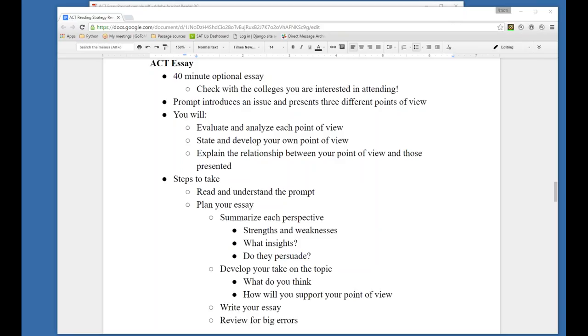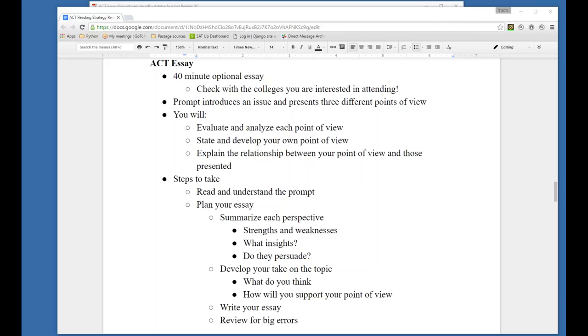Now, you're going to also have to state and develop your own point of view and explain the relationship between your point of view and those that are presented. I'm going to recommend you go with one of the points of view, that you pick a perspective. That'll give you some way to look at the other ones and comment on them. Because you're going to have to explain how your point of view relates to their points of view. And the steps we want to take is we need to read and understand the prompt.